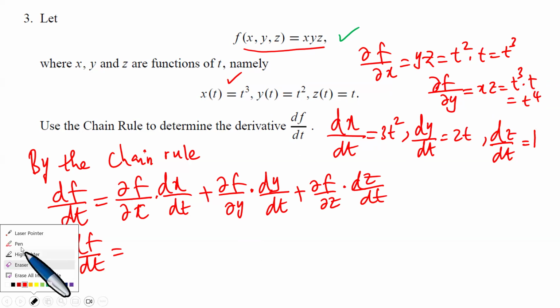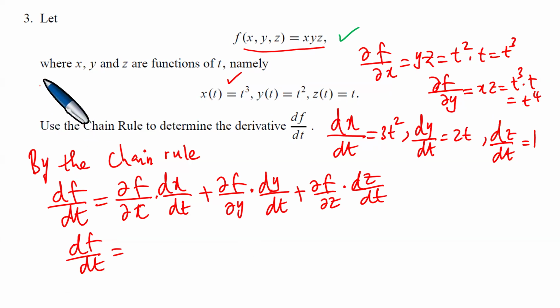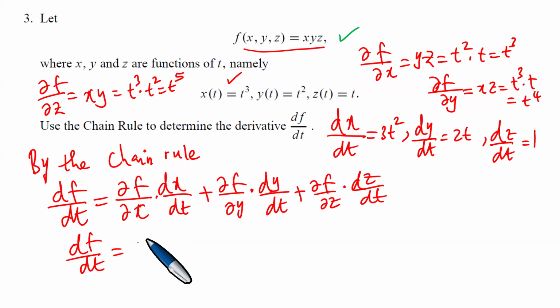Now, there are a couple of things to do. We also need to find df dz. df dz is going to be xy only. What is x? t cubed. The y is t squared, so t to the fifth power. So what is df dx? We saw that df dx is only t cubed.